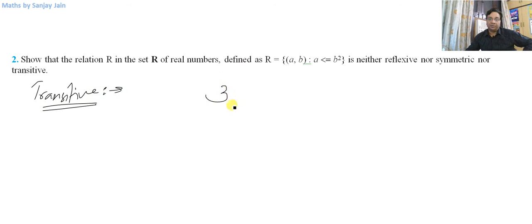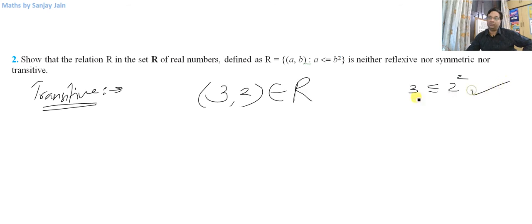And the example I am choosing is 3 comma 2 belongs to this relation R. Why? Because 3 is less than or equal to 2 squared. It is true. So 3 comma 2 belongs to this relation.